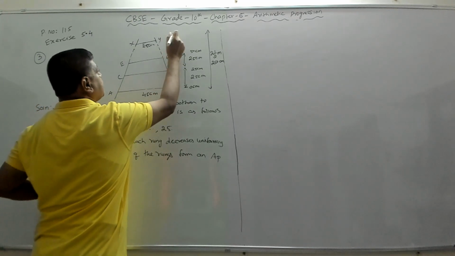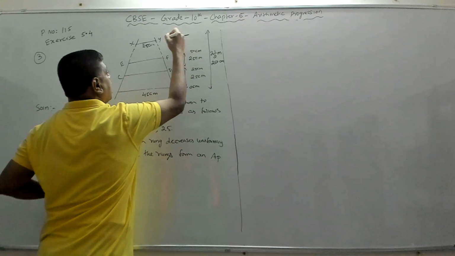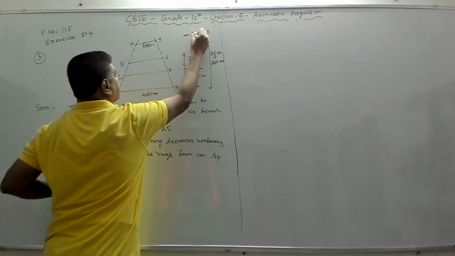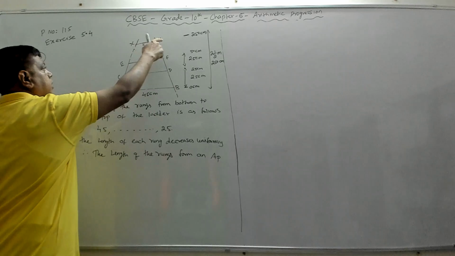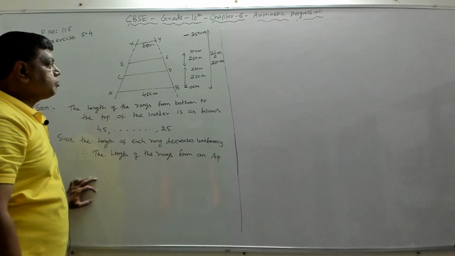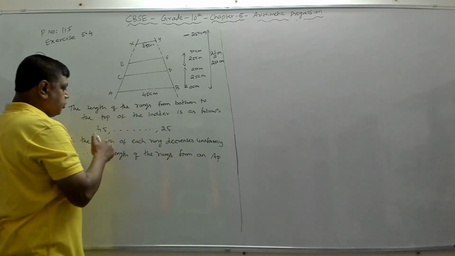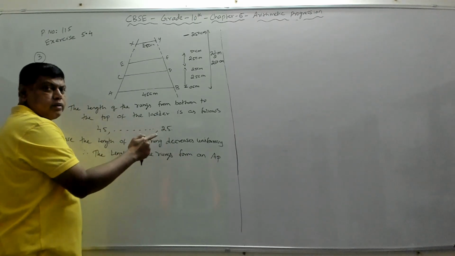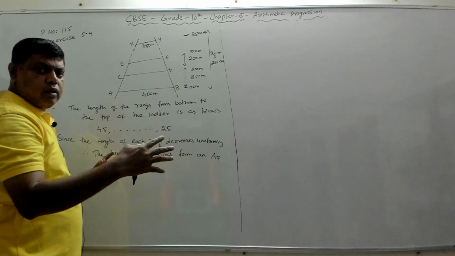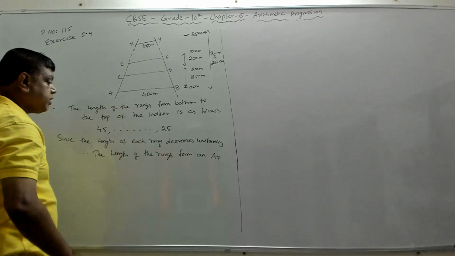And what is the position of the topmost rung? That is 250 centimeter. Now to find the sum of this, we need to know how many rungs there are. If you know how many rungs there are, then we can add the lengths of all those rungs. So we should find the number of rungs.